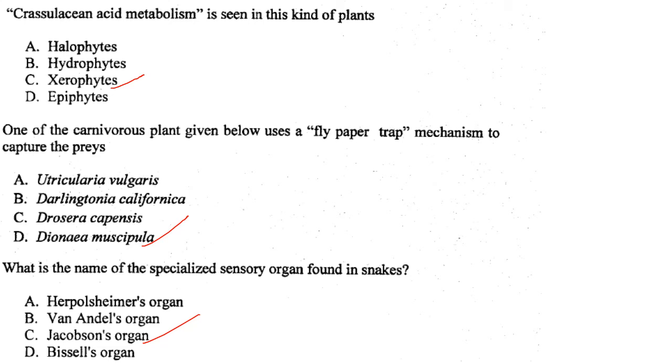Then what is the name of the specialized sensory organ found in snakes? It is called Jacobson's organ. Answer is option C. All these are just direct questions.